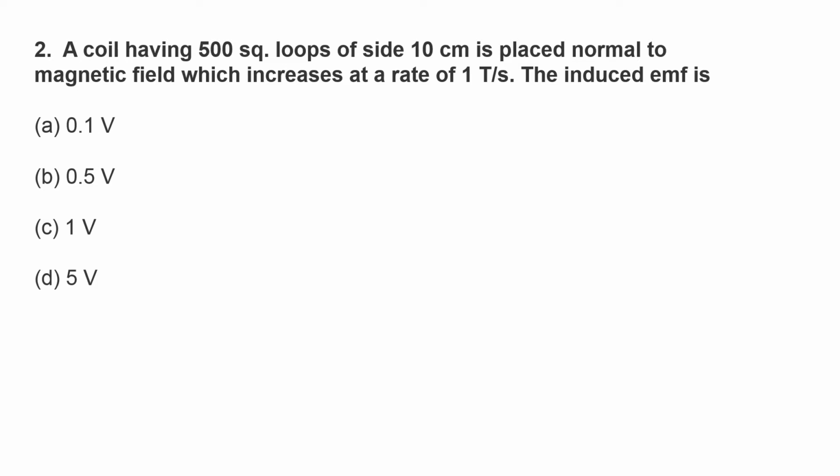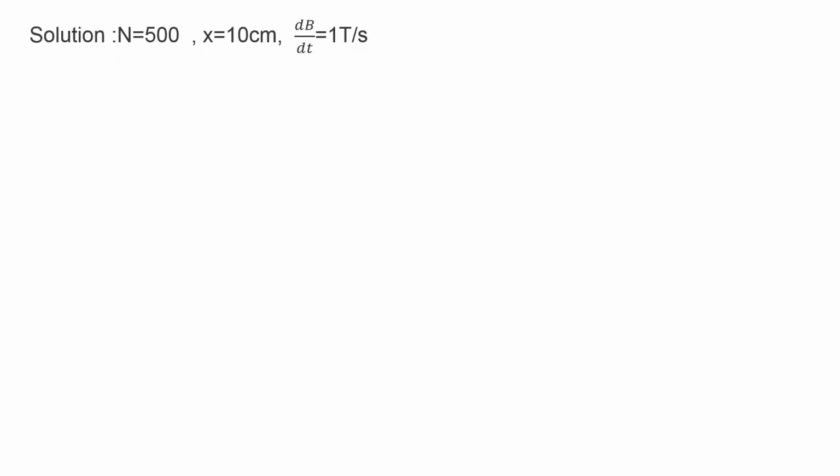It is a square loop, so the side of the square is 10 centimeter, and the coil is placed normal to the magnetic field, that is, the plane of the coil is perpendicular to the direction of the magnetic field. The rate of change of the magnetic field is given as 1 Tesla per second. So you can solve this using Faraday's law of electromagnetic induction, using the formula epsilon equal to minus d phi by dt.